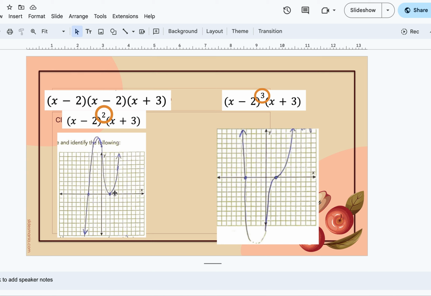At positive 2, when my exponent was 2, it bounced back and looked like a quadratic. At positive 2, for my factor x minus 2, when there was a 3 exponent, it looks like a cubic. It hits the x-axis, kind of hovers, and then continues through. And so that's what we're talking about when we talk about multiplicity. So let's go back to our notes.